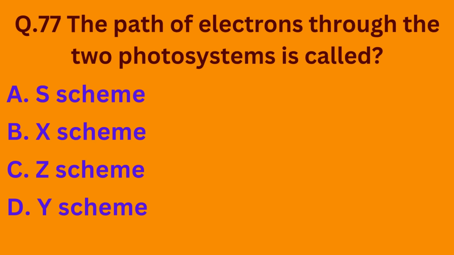Our next question is, the path of electrons through the two photosystems is called option A, S scheme. Option B, X scheme. Option C, Z scheme. Option D, Y scheme. So the correct option is option C.